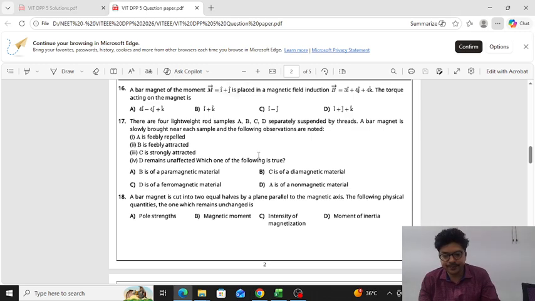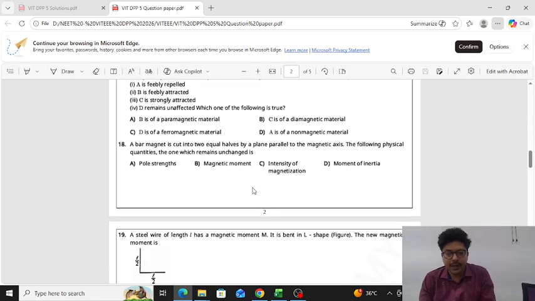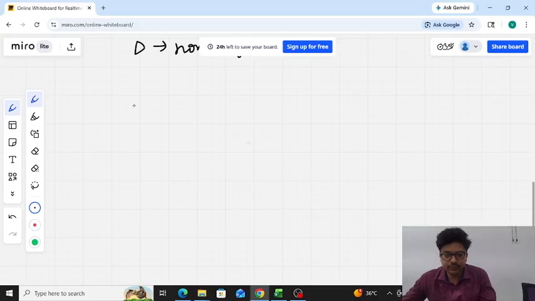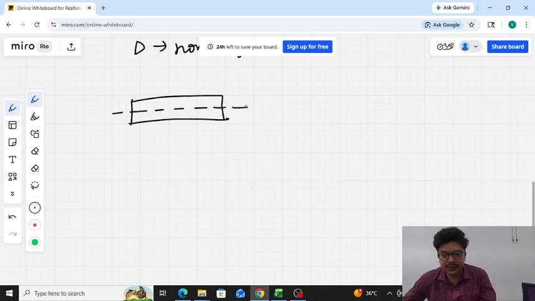Next, question 18. A bar magnet is cut into two equal halves by a plane parallel to the magnetic axis. Of the following physical quantities, which one remains unchanged? So there is a magnet, and now this is cut along this axis. If it is cut like this, then the magnetic pole strength becomes half, so the magnetic dipole moment will also become half.